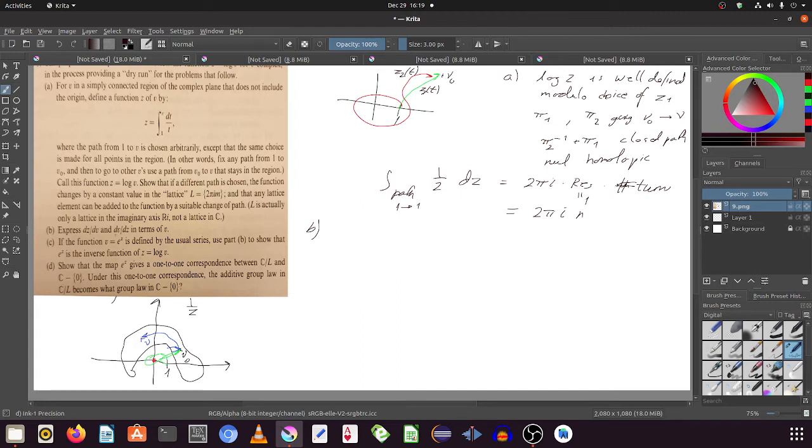B. Express the derivative in terms of v. z is a function of v, and then the other one is the reciprocal.